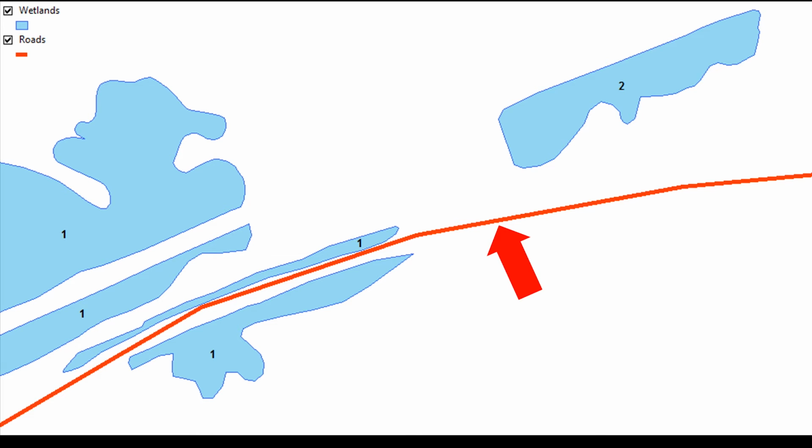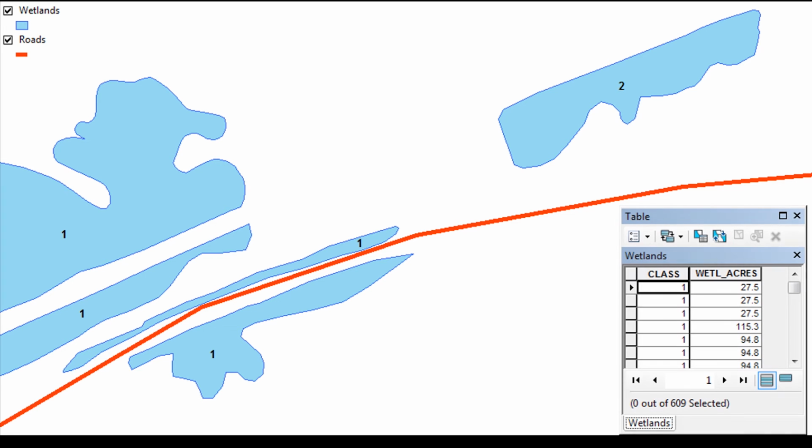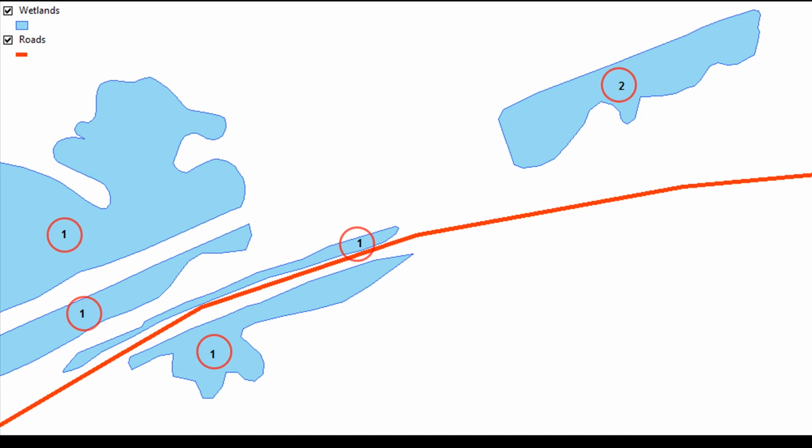If we look at the attribute table for the roads, notice how I have the name of the road but nothing else. If I look at the attribute table for the wetlands, notice I have a wetland category code. The wetland category codes are also shown as numbers on the blue polygons on the map.